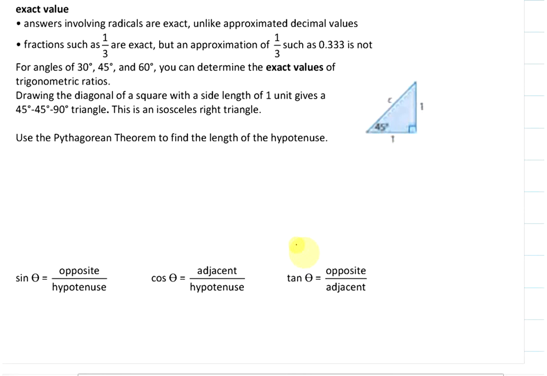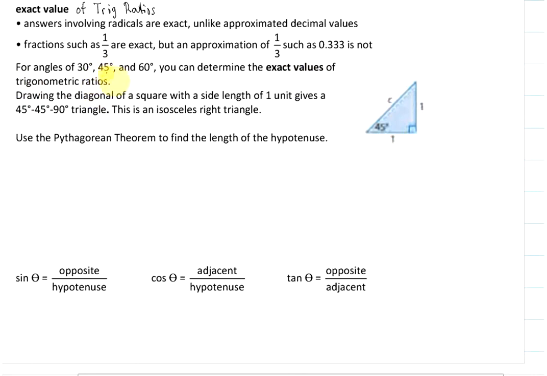All right, so we're going to take a look at exact values of trig ratios. And exact answers involving radicals are exact, unlike approximate decimal values. So, for example, a fraction like 1 over 3 is exact, but the approximation of 1 over 3, which is 0.333, is not. We're going to take a look at angles of 30 degrees, 45, and 60, and we're going to take a look at how we get those exact values for those trig ratios.